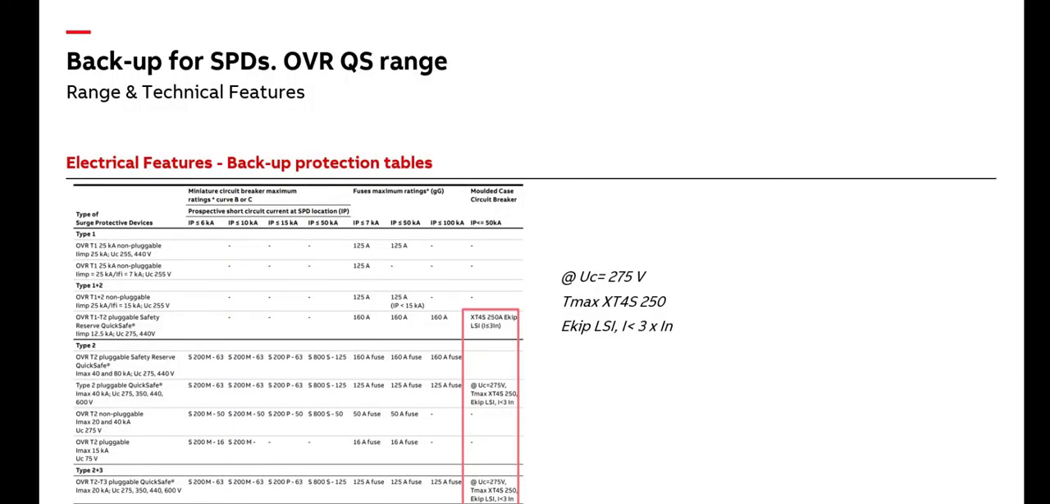Okay. And what about MCCBs then? Well, MCCBs are even trickier to define than MCBs. We need to define not only the rated current and short circuit capability, but the tripping unit and settings as well. This is why in the catalog we state, after testing, that the Type 2 QuickSafe SPDs can be used for a 275 volts continuous operating voltage installation with a TMAX XT4S rated current of 50 and fitting an Ekip LSI relay with a magnetic setting lower than 3 times the rated current.